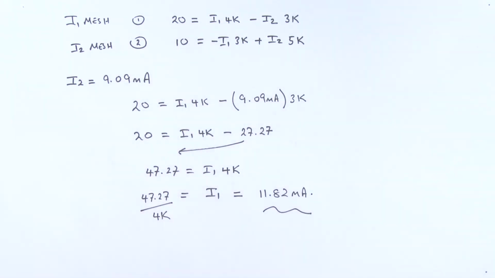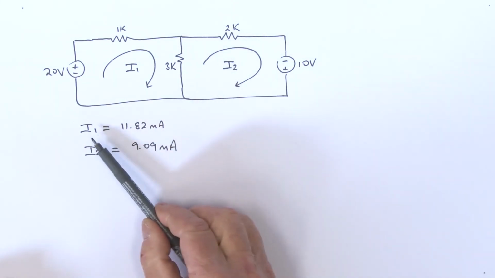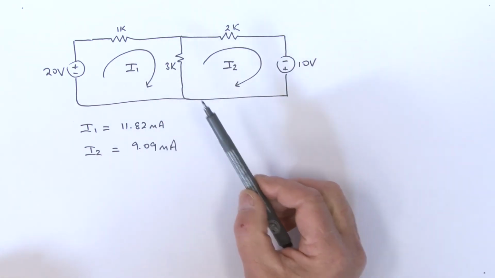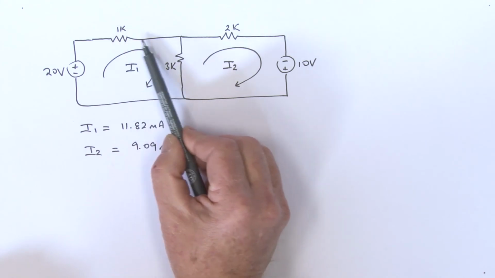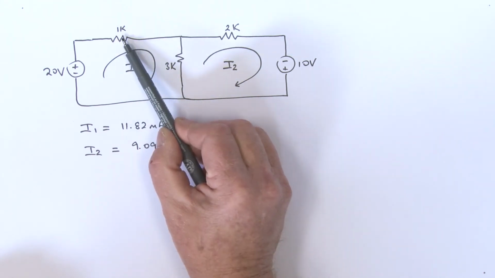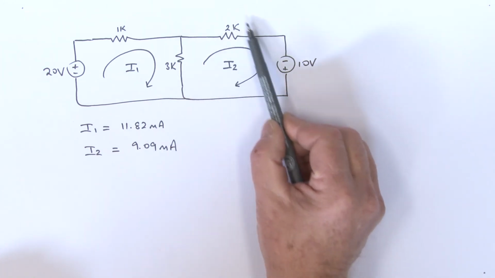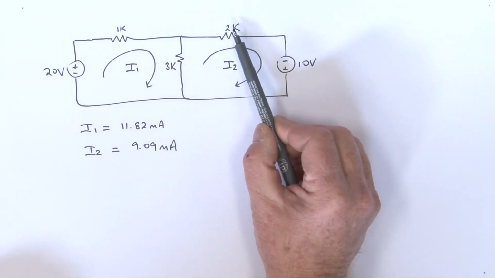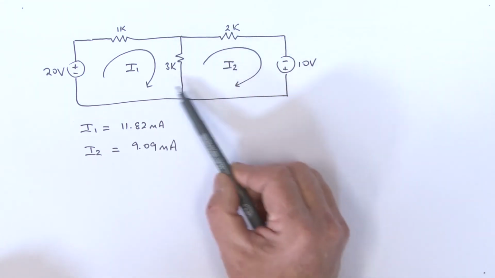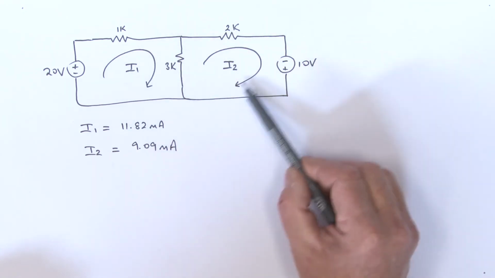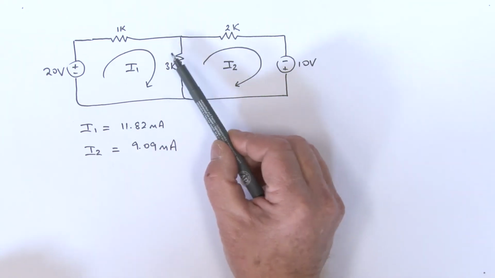Finally, having found I1 and I2, we can find anything else in the circuit. If we want to know the voltage across the 1K resistor, it is simply I1 times 1K. The voltage across the 2K resistor is simply I2 times 2K. Similarly, the voltage across the 3K resistor is I1 minus I2, times 3K.